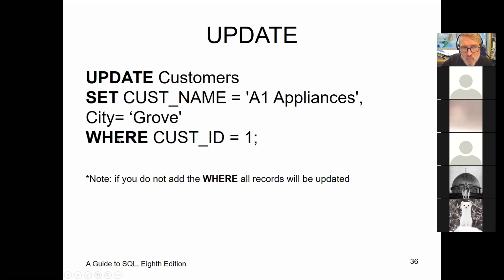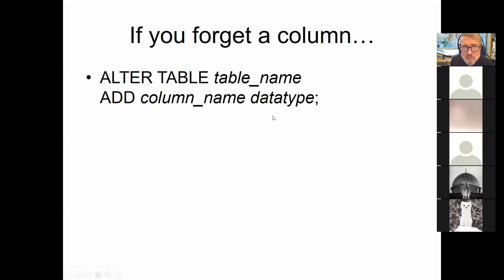And then we've got a where clause. This is quite important, I guess, where the customer ID is equal to something. So if we didn't have this where clause in there, it would change the names and the city for all the records. Which is probably not a great idea if we want our database to stay meaningful. So usually we'd have to look at that where clause pretty carefully.